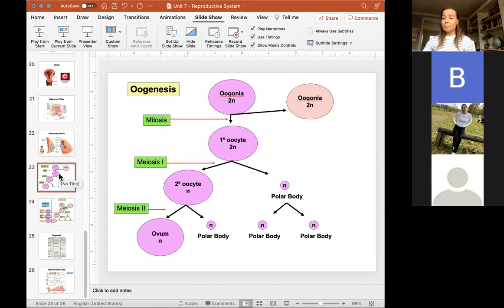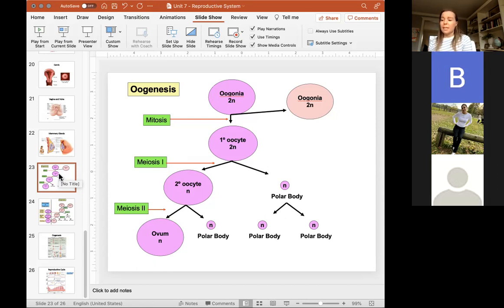So number one, the production of primary oocytes occurs only before birth. So a lot of this process happens before birth. Whereas if you remember with spermatogenesis, it doesn't even start until puberty. So it definitely starts after birth.